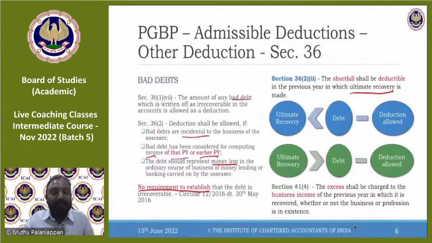If ultimate recovery is less than the debt itself, debt minus deduction allowed. In our case, it is 1 lakh minus 40,000, so it is 60,000. But how much have I actually recovered? I have recovered 35,000. So my 35,000 is less than 60,000. In that case, the shortfall, the balance 25,000, is an additional bad debt. Clear? Very simple. Now the reverse case.